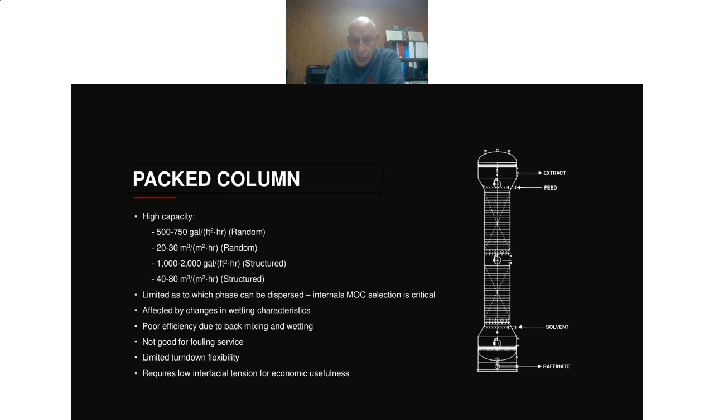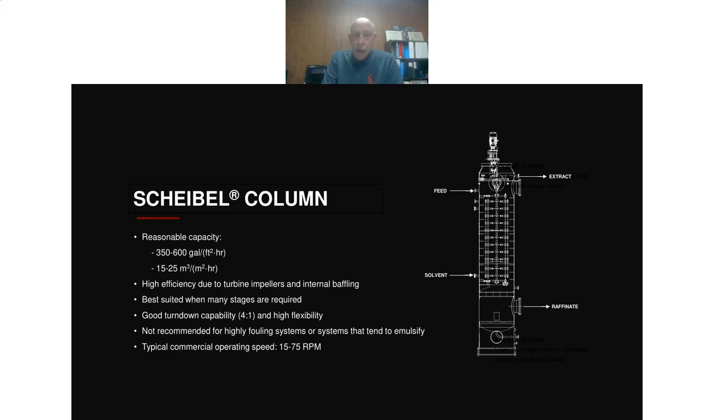And as the column diameter goes up, the efficiency will go down significantly because you get a lot more back mixing in these types of columns. So they're also not good for fouling services. Obviously, if something plates out on those internals, it could change the wetting properties. And we would typically see this when you have lower interfacial tension and not too many theoretical stages required, say up to maybe 5. Then we talk about 2 types of agitated columns.